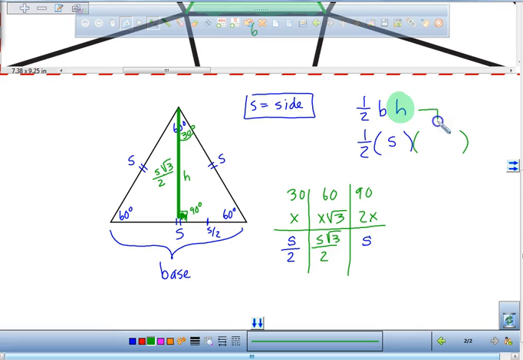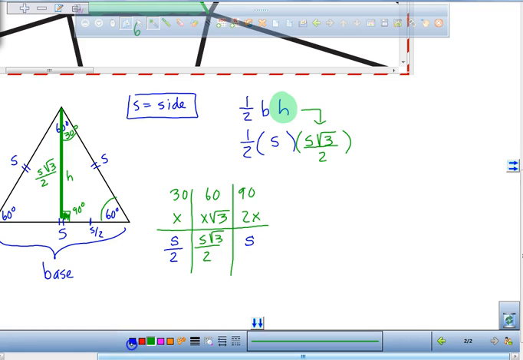The length of my height is across from what angle? It's across from the 60-degree angle. So I could always put an S radical 3 all over 2. So what is my final area going to be equal to?